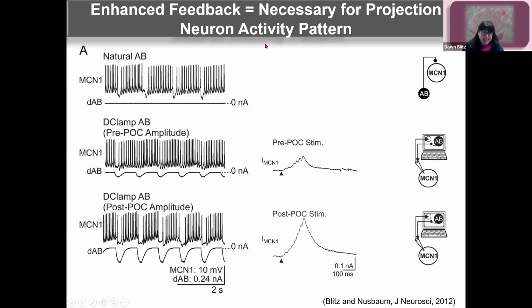That means the baseline strength of feedback in this motor system isn't strong enough to do what it needs to do. There needs to be this modulation to enable the projection neuron activity pattern to be correct. And this extends out to the motor activity.